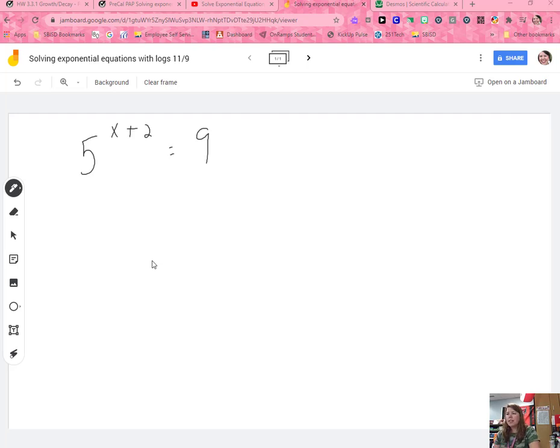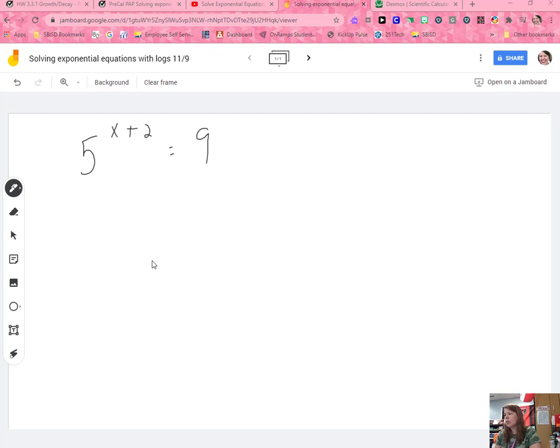So today I'm going to teach you guys how to solve exponential equations when there is an x value in the exponent. That's why it's an exponential equation, because the variable is in your exponent. And so here we can't just add, subtract, multiply, divide to get x by itself. The only way to get x by itself is by looking at logs.